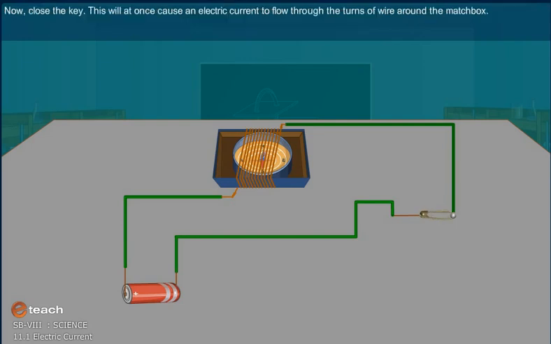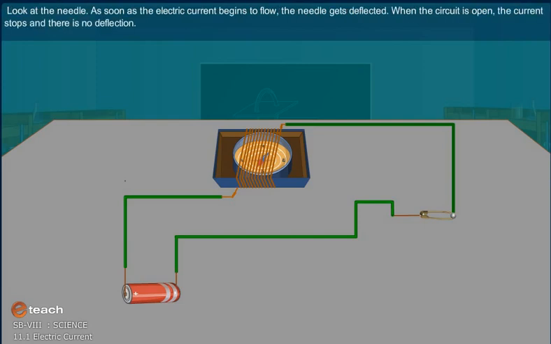This will at once cause an electric current to flow through the turns of wire around the matchbox. Now look at the needle. As soon as the electric current begins to flow, the needle gets deflected. When the circuit is open, the current stops and there is no deflection.